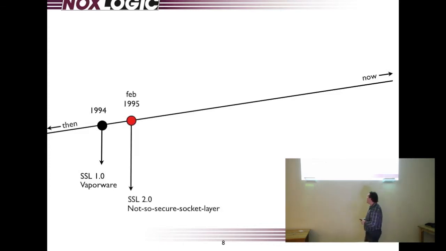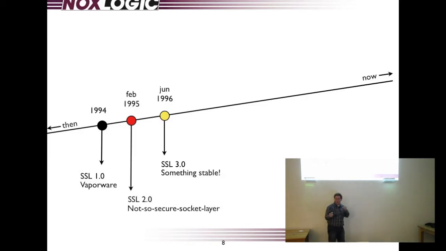A year later came SSL 2.0, codename Not So Secure Socket Layer, which says exactly what it is on the tin, because it isn't really that secure. A little bit later, in 1996, there came SSL 3.0, and hooray, something stable, something releasable. This is also the time that the internet became booming. People started to upload pictures of cats. Twitter wasn't there yet, but we had ICQ and stuff like that. But also e-commerce came up.